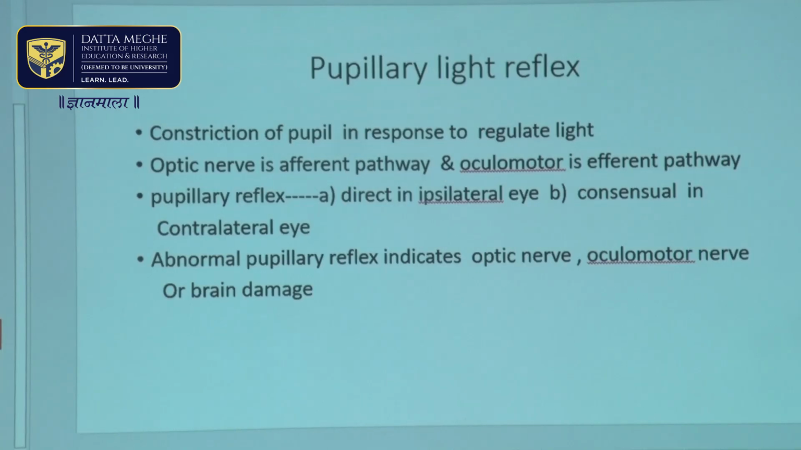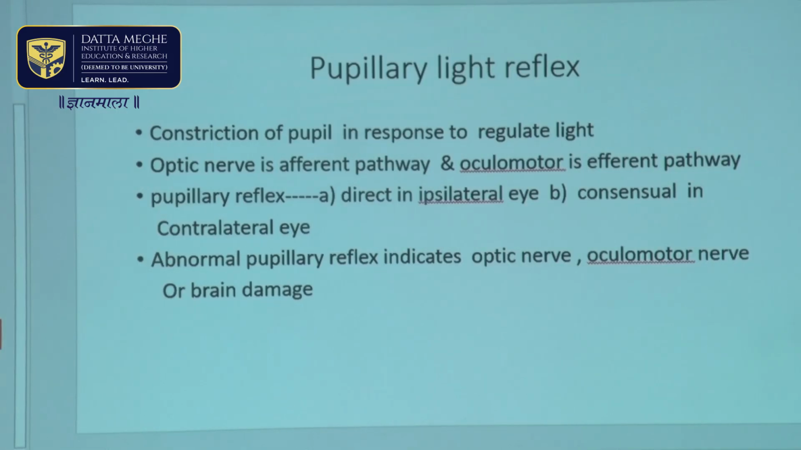Now, if you see an abnormal pupillary reflex, that is, a dilatation of the pupil, a sluggishly reacting pupil, or more constriction of the pupil, it indicates abnormal size and reaction of the pupil. This means there is affection of the afferent nerve, that is the optic nerve, or of the efferent nerve, that is the oculomotor nerve, or there may be a brain damage.